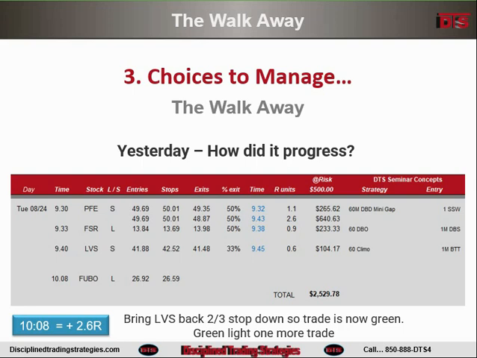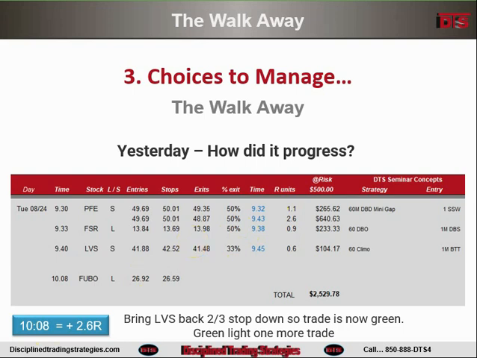So 10:08, I get into Fubo. We still got LVS back 2/3 open, not just back half. FSR back half open. But I know 2.6 in the bank.